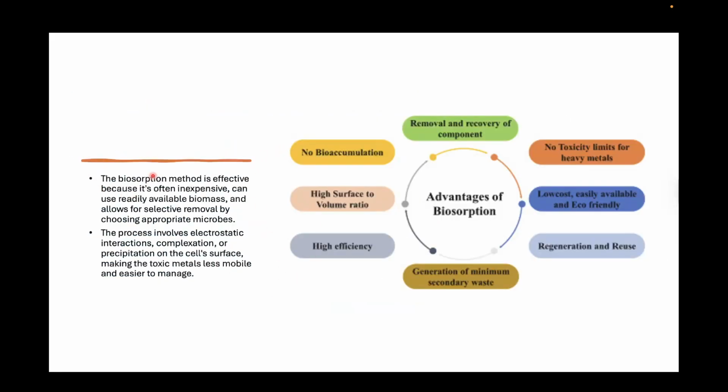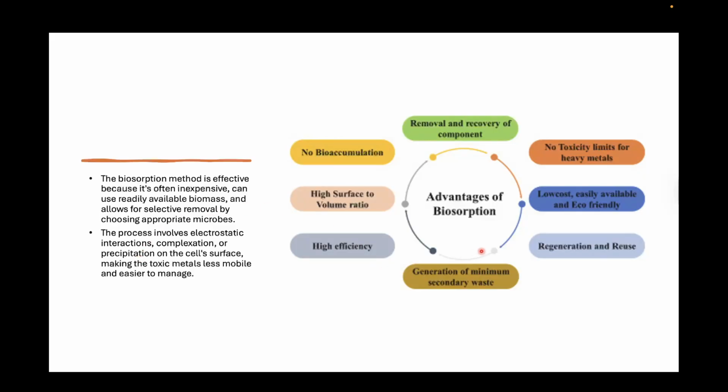The biosorption method is effective because it is often inexpensive, can use readily available biomass, and allows for selective removal by choosing appropriate microbes. The process involves electrostatic interaction, as we just saw, complexation or precipitation, making the toxic metals less mobile and easier to manage.